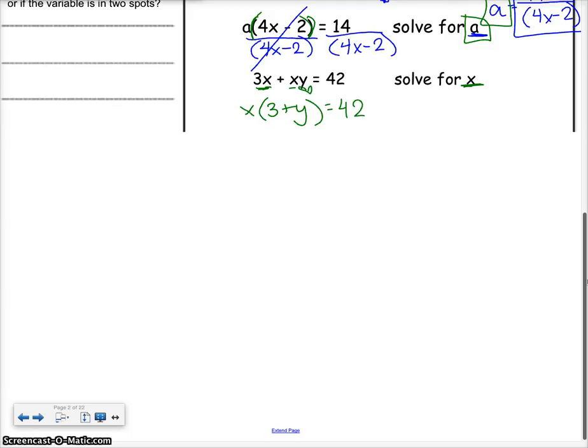Now it's just like what we did before. What's sticking to the x, because I want x by itself. What's sticking to it is the parenthesis, so I need to move the parenthesis. Divide through by it, both sides, because that's the equality of algebra. And you get x alone. X is 42 divided by parenthesis 3 plus y.